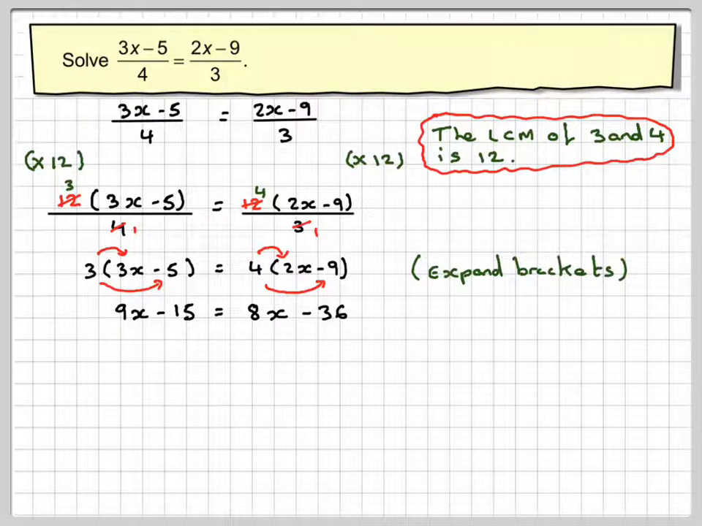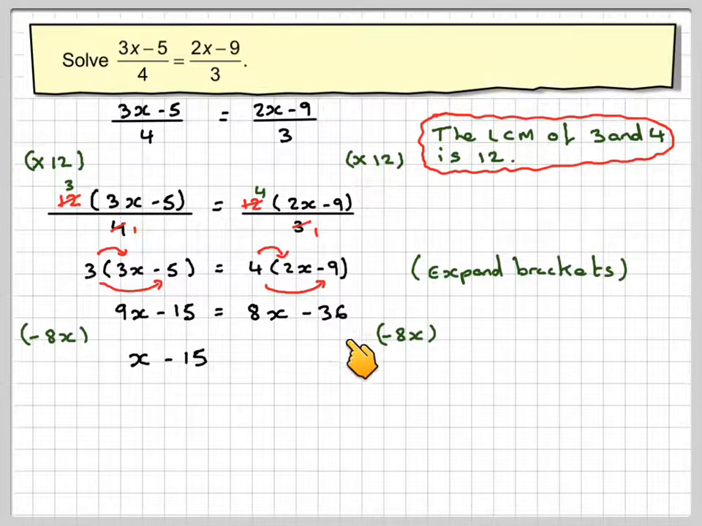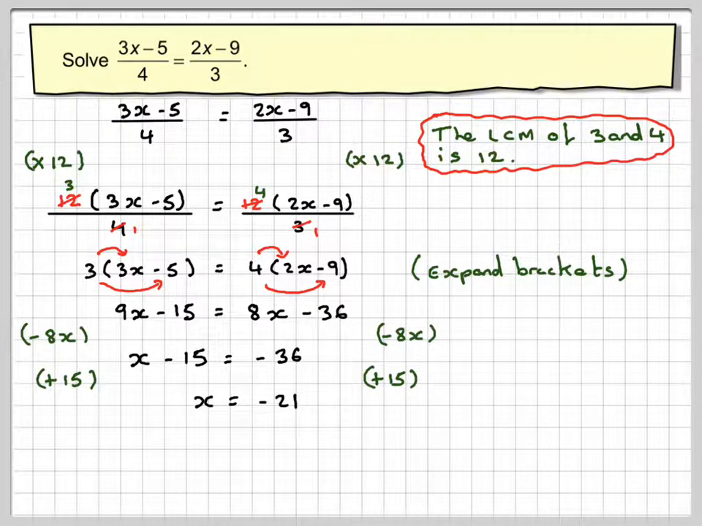8 is lower, so you take 8x from both sides. 9x take away 8x gives you x minus 15. 8x minus 36 minus 8x will give me minus 36. Don't forget to leave the minus sign in. Then the next thing to do is to add 15 to both sides. So adding 15 to this side gives you x, and then minus 36 plus 15 gives you minus 21.